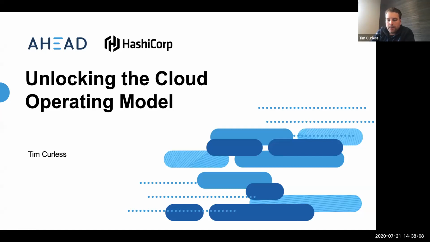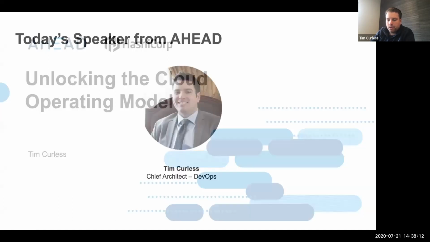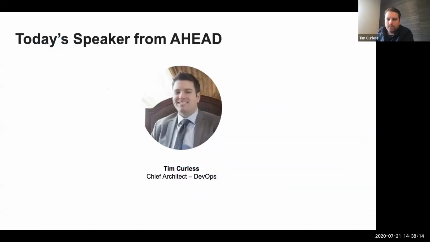So as Michael said, we are Ahead. I'm going to go over some good practical examples here, and just our take on some of the concepts that Michael established. My name is Tim Curlis. I'm the Chief Architect for DevOps at Ahead. I've been at Ahead for about 9 years.